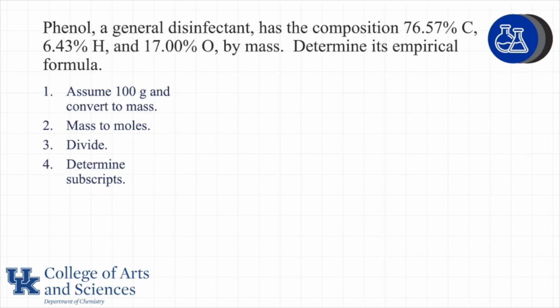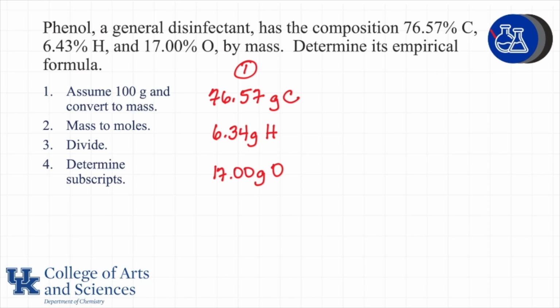First, we are going to assume 100 grams and convert the percentages to masses. So for carbon, we have 76.57 grams of carbon, 6.34 grams of hydrogen, and 17 grams of oxygen. Because we assumed 100%, we can convert the percentages directly to masses. If we had assumed a different amount, we would have had to do a calculation in order to determine the mass. Next, we're going to convert each mass to moles using the molar mass of that element.